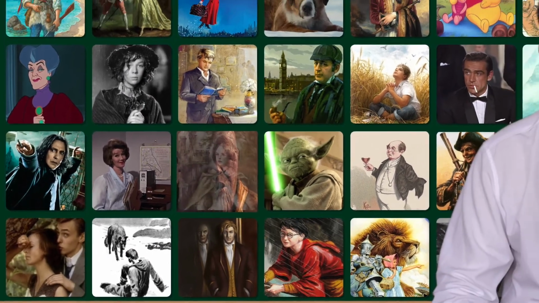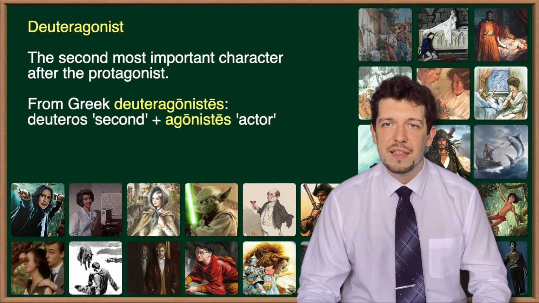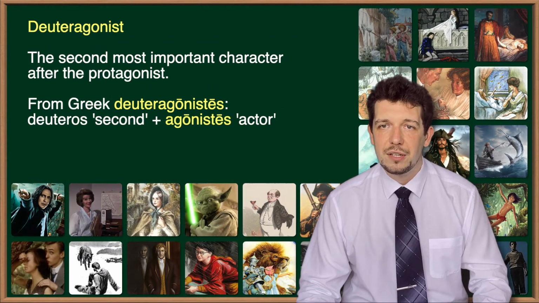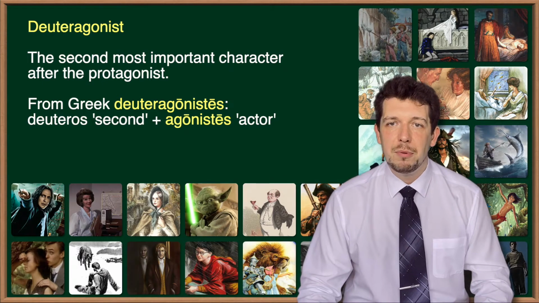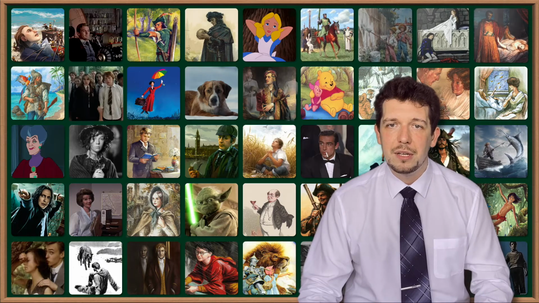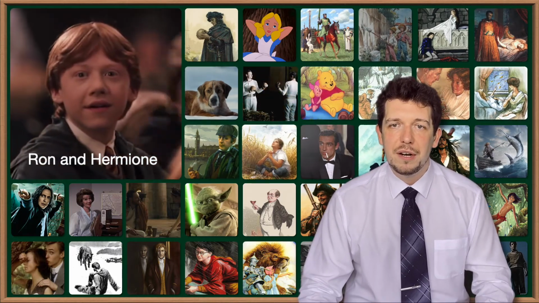Now, going back to the characters' importance to the story, let's talk about Deuteragonists. These are characters who support the protagonist by giving them advice or fighting on their side. Deuteragonists usually appear in multiple episodes and play an important role in the main storyline. In Harry Potter, good examples of Deuteragonists are Ron and Hermione.